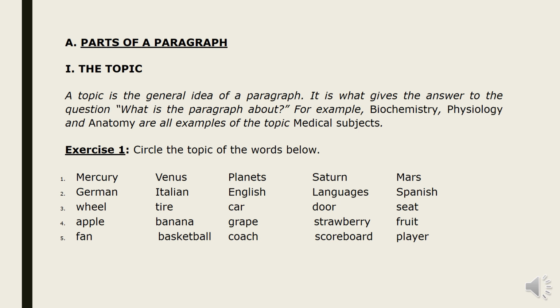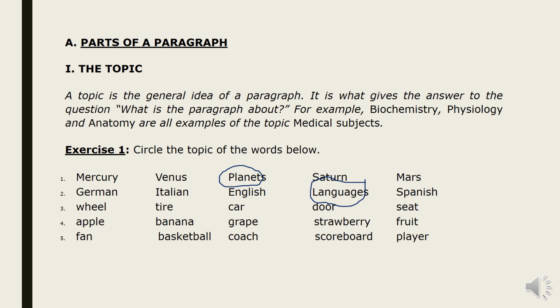Exercise 1, let's do it together. Circle the topic of the words below. Here we have Mercury, Venus, planets, Saturn, and Mars. What is the topic here? The topic is planets. Why? Because the general idea here is planets, because Mercury, Venus, Saturn, and Mars are planets. German, Italian, English languages, and Spanish. What is the topic here? Yes, it's languages. Why? Because English, Spanish, Italian, and German are languages.